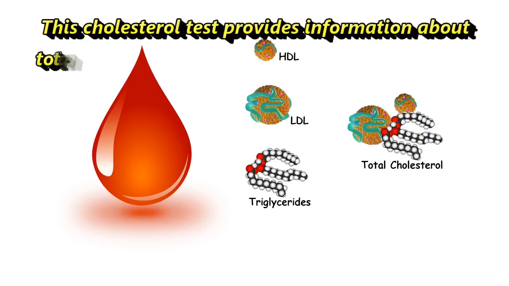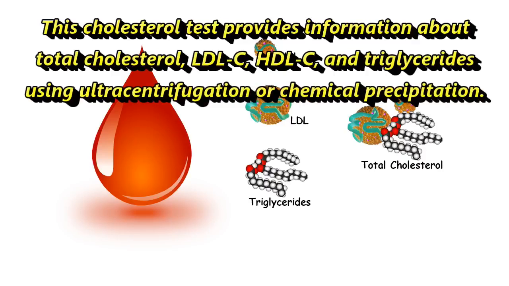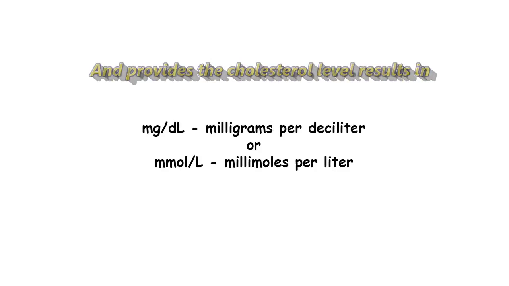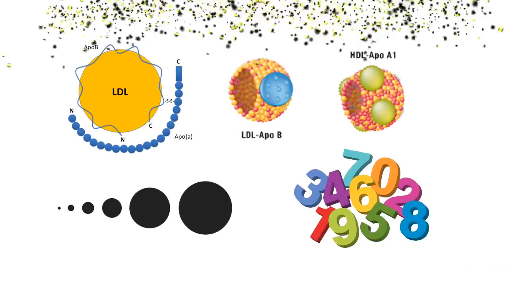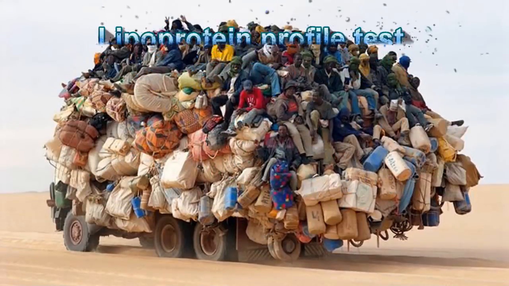This cholesterol test provides information about total cholesterol, LDL cholesterol, HDL cholesterol and triglycerides using ultracentrifugation or chemical precipitation and provides the cholesterol level results in milligram per dl or millimoles per liter. Even though lipoprotein profile test is useful for cholesterol diagnosis, still it is better to combine additional tests for an accurate picture of total heart health.